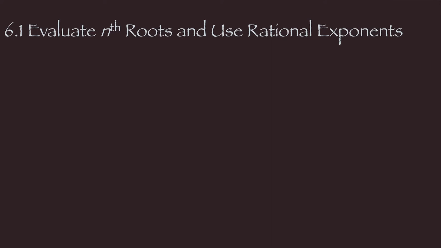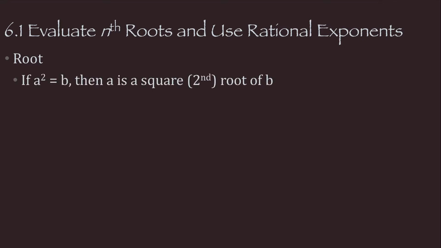Lesson 6.1. Evaluate the nth roots and use radical exponents. A root is defined as: if a squared equals b, then a is the square root of b. So whatever is squared to get something, that would be the square root. And so if a to the n is b, then a is the nth root of b.